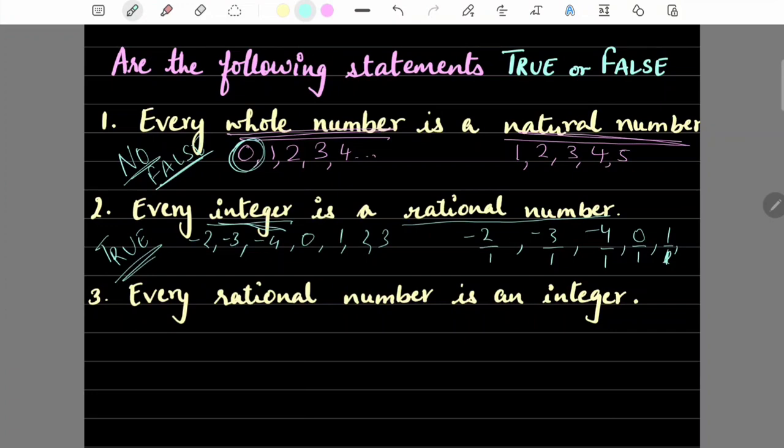Last one. Every rational number is an integer. Here I can think of a rational number, which is 1 over 2. Is 1 over 2 an integer? It's not. So the answer is no, or false. I hope this is making sense.